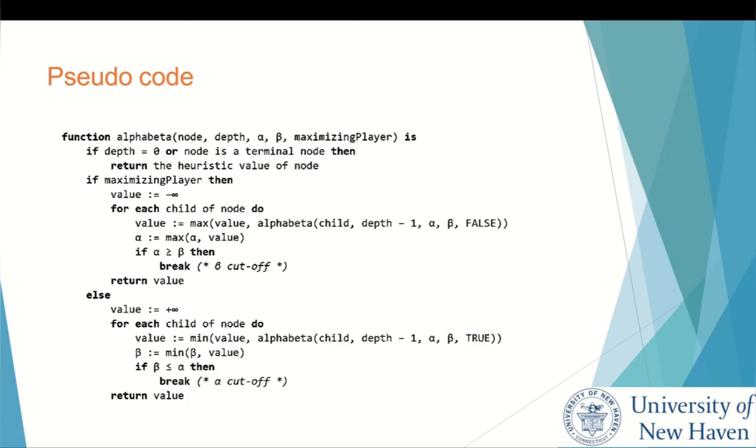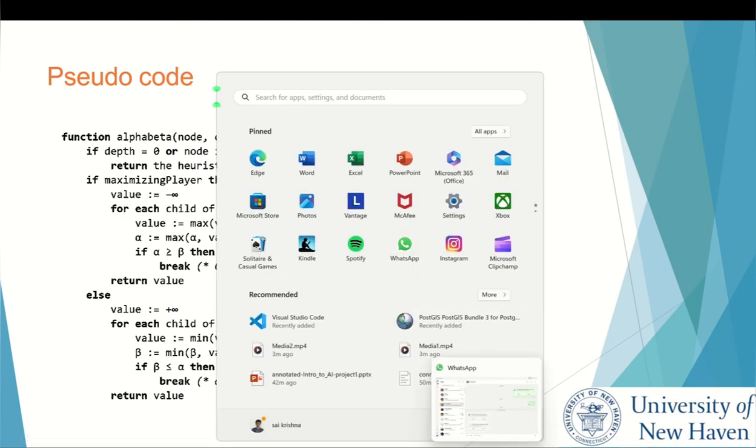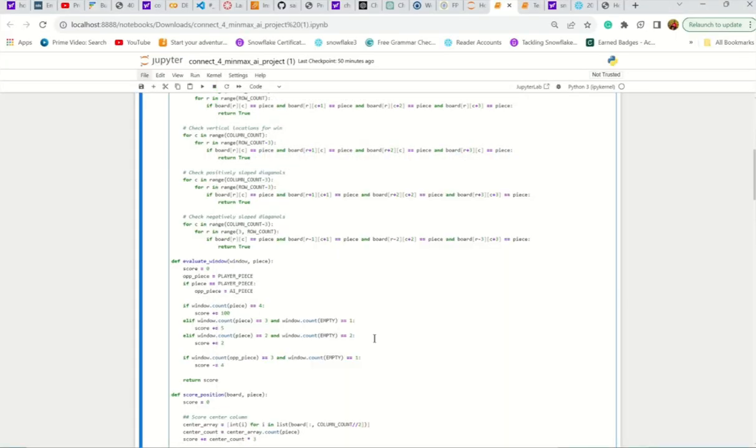This is the pseudocode for implementing the heuristic min-max algorithm. Here we are doing the min-max algorithm along with alpha-beta pruning. Now we will give the presentation of the game using Python code.